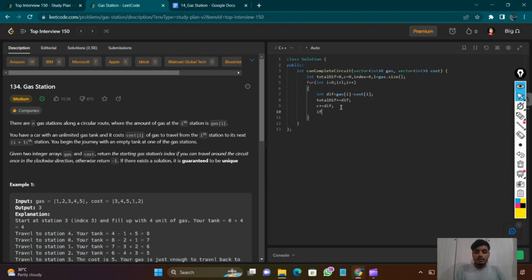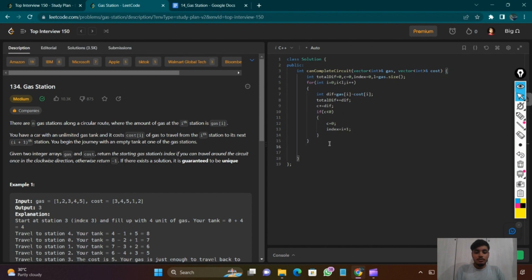So let's take the condition to reset. So if c is less than 0, so what we have to do, we have to reset. First we take c equals to 0 and we increase our index. Now index is going to be I plus 1.